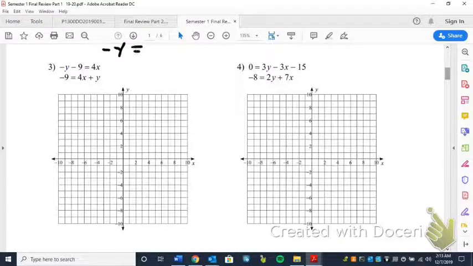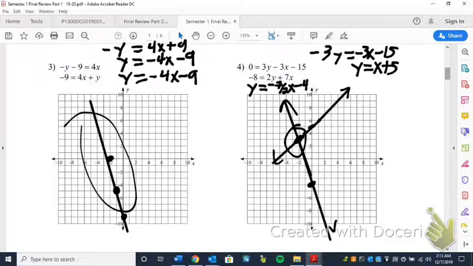Same idea for these ones. I'm not going to talk you through these, but I will kind of show you the answers. Oh, on 3, they end up being the same line. So the answer is all of it.